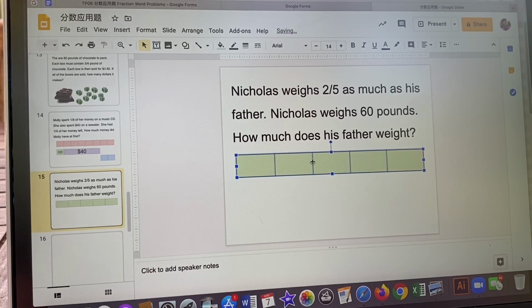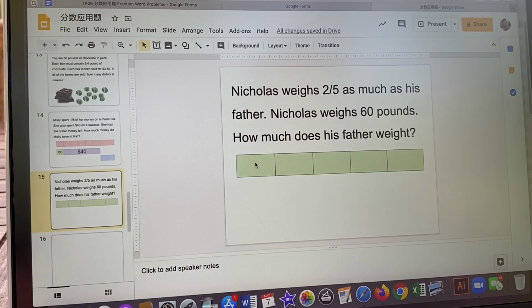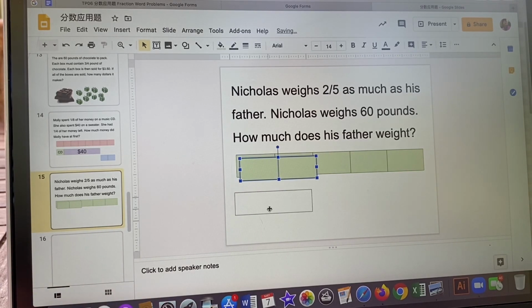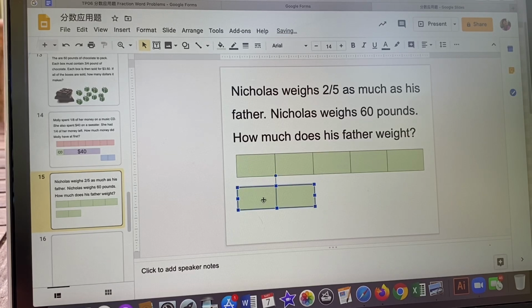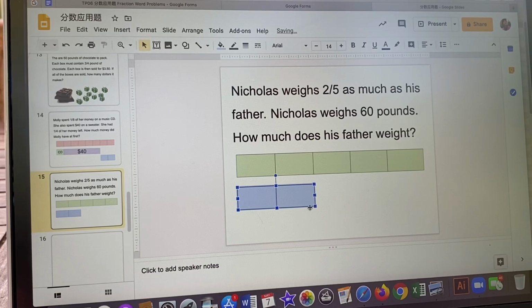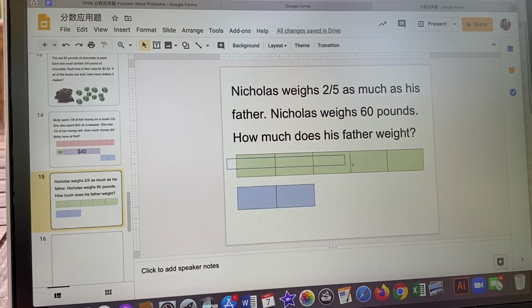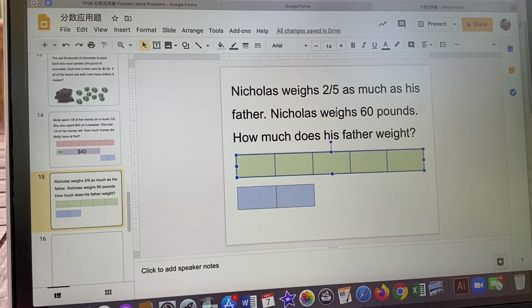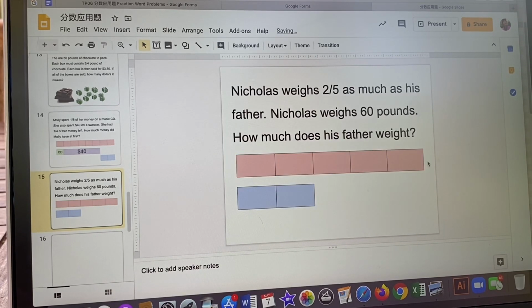So we put the known as green color. And 2/5 is Nicholas. Nicholas, this name seems a boy's name, so we use blue color. And this is 60 pounds. And how much does his father weigh? So his father's weight will be the complete. So we put red color.